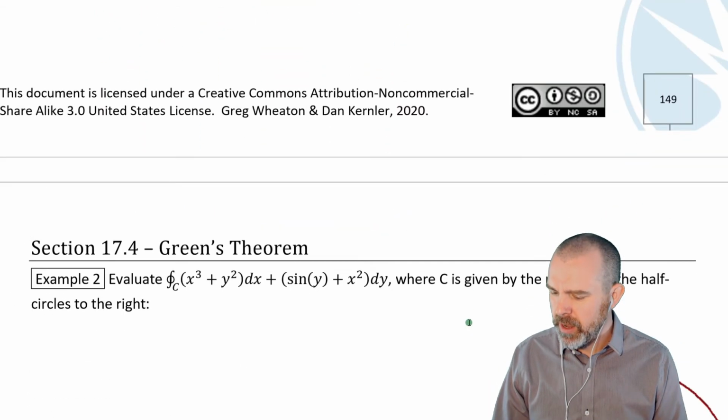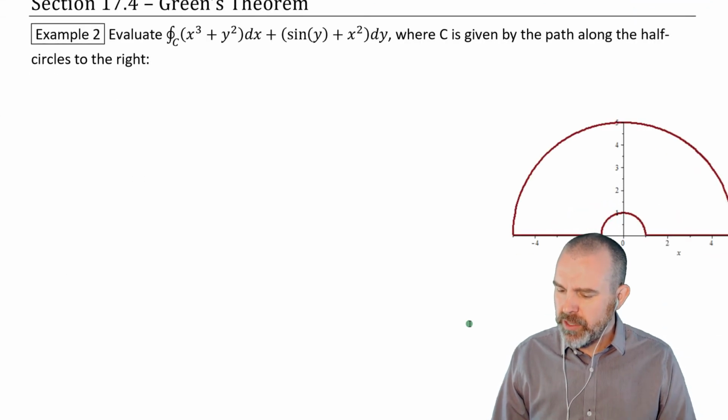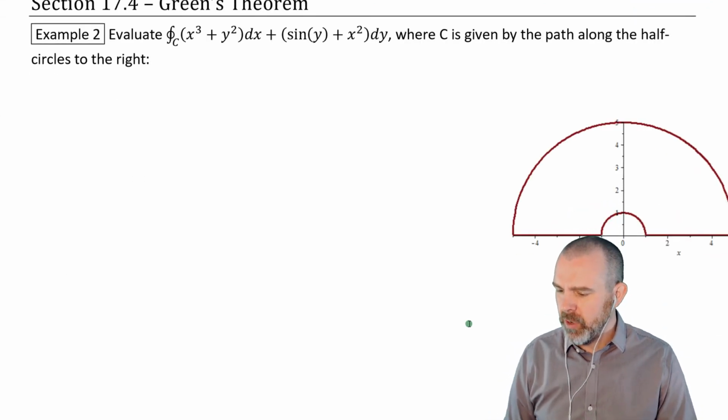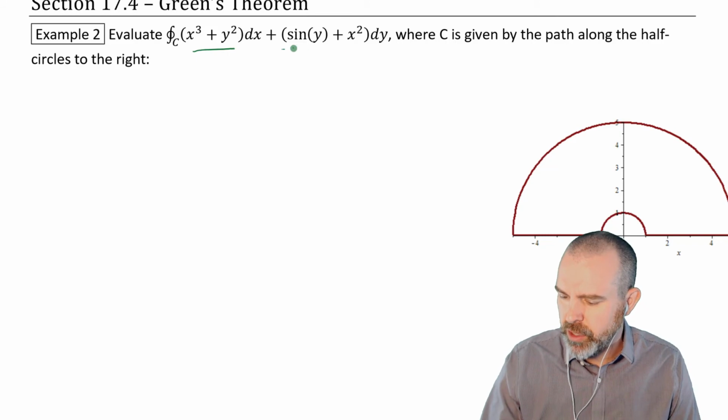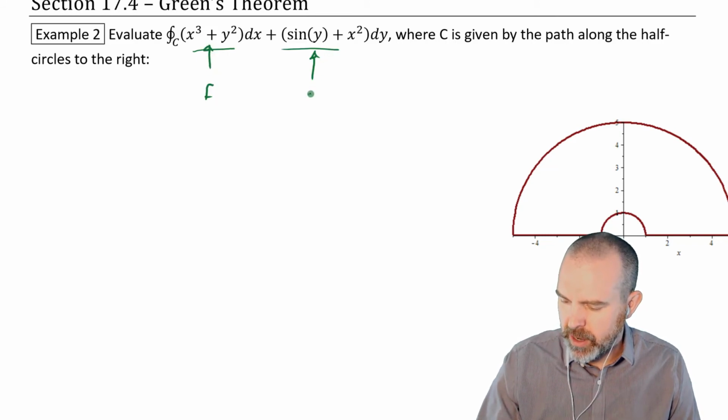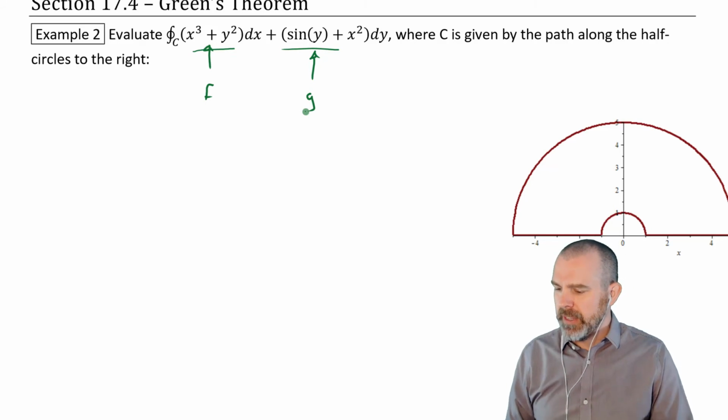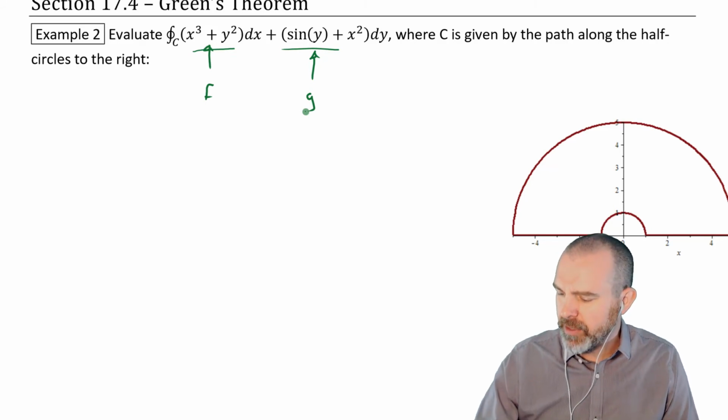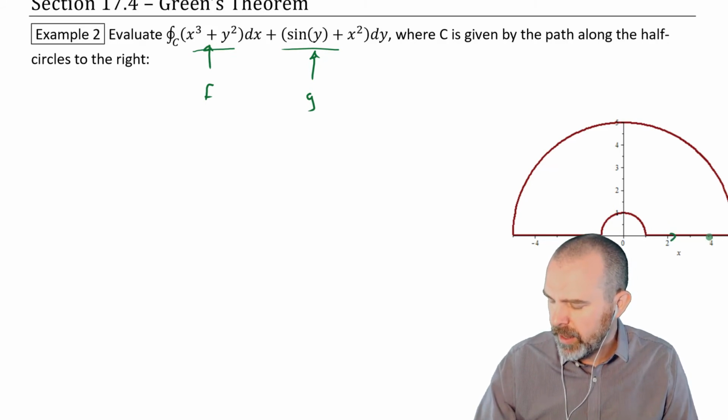Let's do another one. So here we're again going to find the line integral, and it's giving it to us in differential form. This is our f. This is our g from our field. And C is the path given along these half circles. And again, we're going to orient this in the counterclockwise direction.